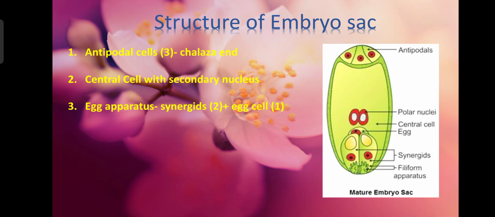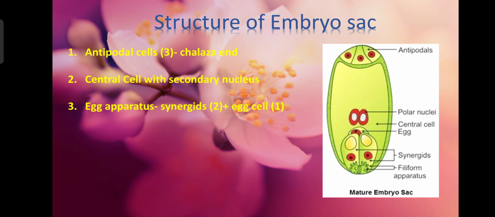Number 2 is the central cell. The central cell is a single cell found in the center having 2 nuclei. Number 3, egg apparatus. The egg apparatus is made up of 2 synergids and 1 egg cell. Where are they found? They are found towards the micropyle end. Here the synergids are finger-like structures called filiform apparatus. What does the filiform apparatus do? It helps in guiding the entry of the pollen tube into the synergids.